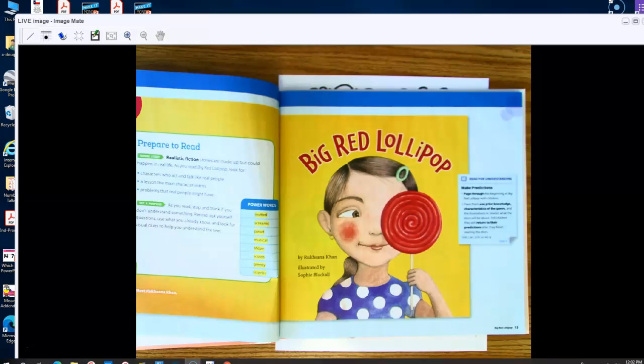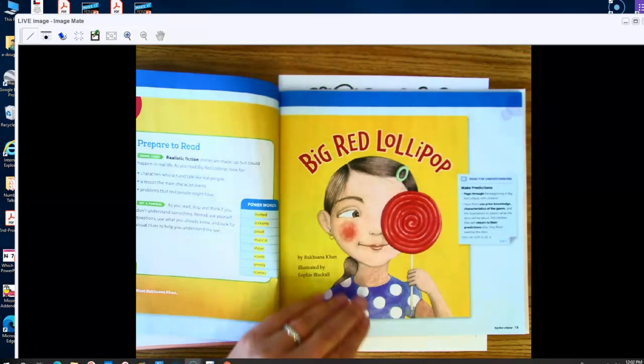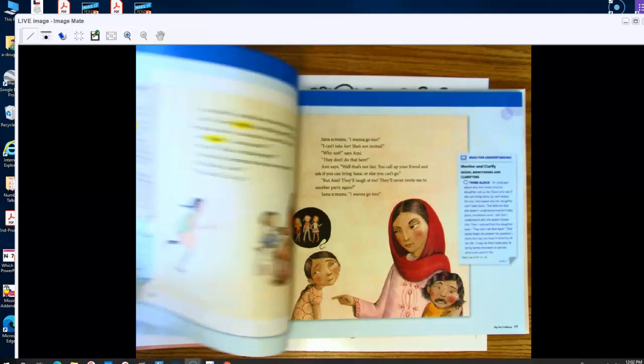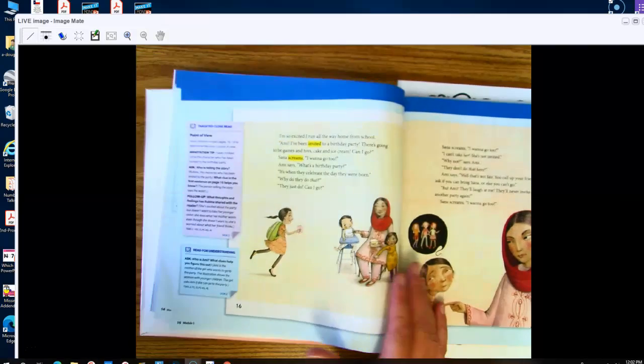Who else has a question? Sadie. Why is she looking at that big red lollipop? Probably because she's hungry, don't you think? Or it looks pretty tasty. All right, let's turn the next page.